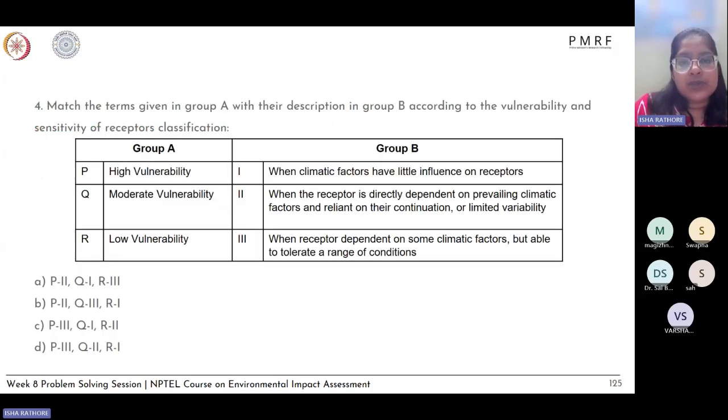Match the terms given in Group A with their description in Group B according to the vulnerability and sensitivity of the sector's classification. So in Group A, we have the different vulnerabilities and sensitivity of the sectors, that classification. And in Group B, we have their description.